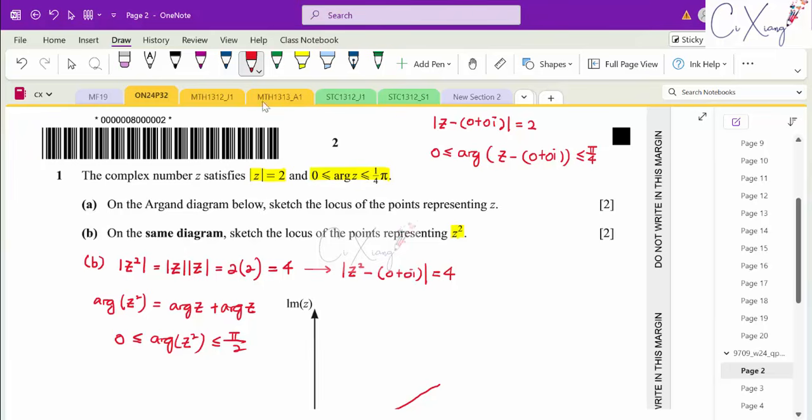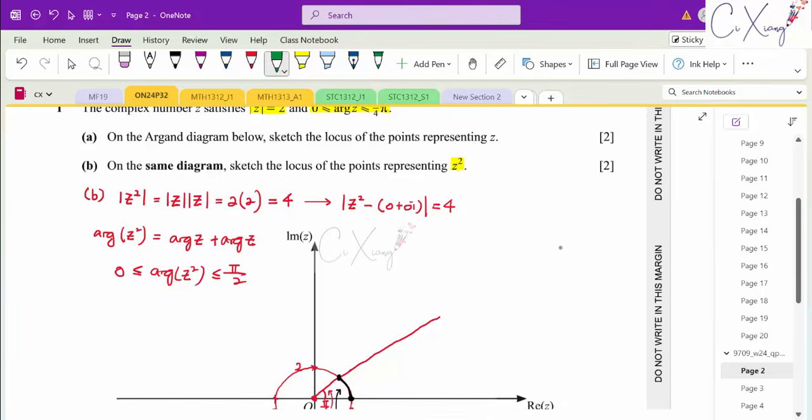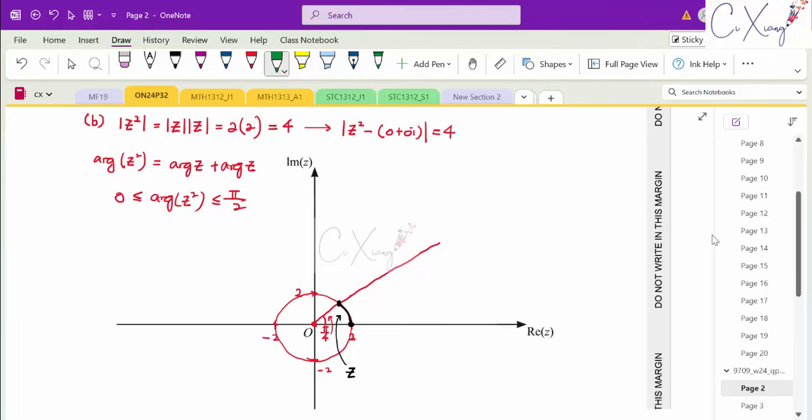Okay, and let's set up this question now. So first locus that I need to draw is this one, where modulus z squared from 0 and 0 equals 4. That means I will be having a circle with the center 0, 0 again, and then the radius is 4. So maybe the radius 4 will be somewhere higher here. Okay, so this is 4. Then this is negative 4. And this is negative 4.